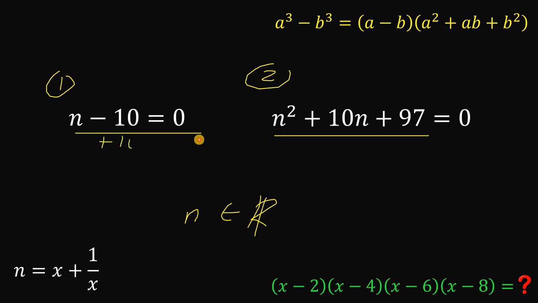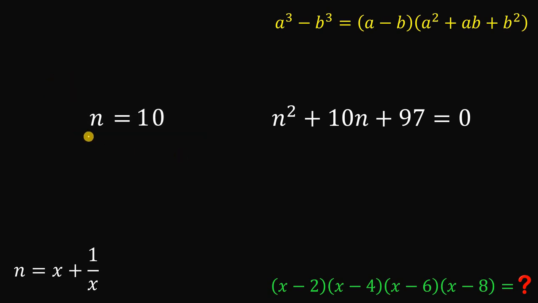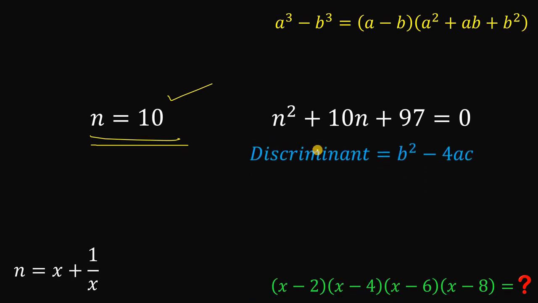Let's add 10 on both sides. And if we do that, we get that the value of n in the first case must be equal to 10. And 10 is a real number, of course. So this is possible. Now, how about the second case? This is not factorable. So, to determine if n is a real number, let's use the discriminant of this quadratic equation.